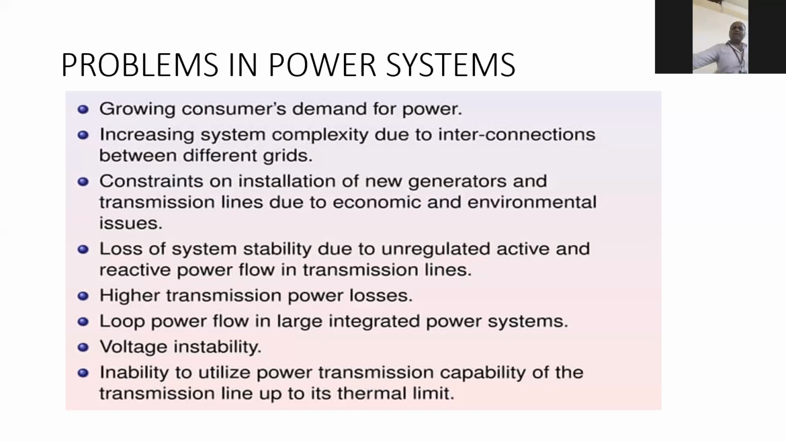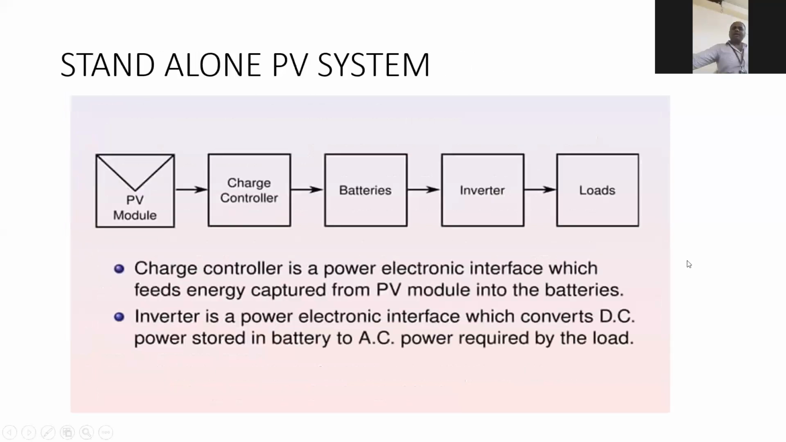According to this, instability can also occur, and also the inability to utilize the power transmission capability of the transmission line up to its limit. Those are the main problems in power systems that we need to take care of in this world. Next slide, madam.